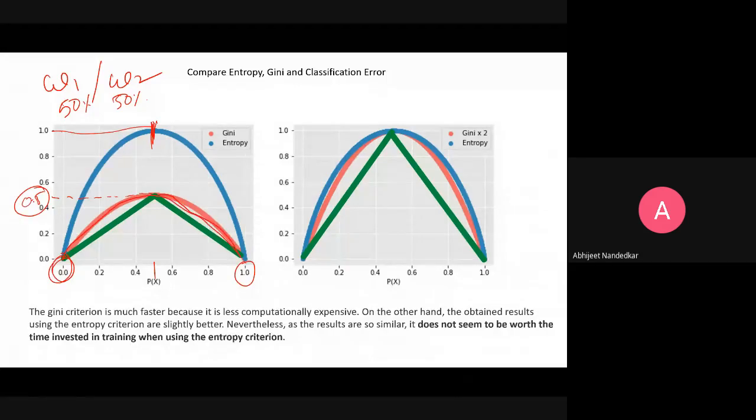Now for omega 1 equal to 0 probability, again the Gini index is 0. And for omega 1 equal to 1 probability, again the Gini index is 0. Okay, so this index actually resembles entropy, but the calculation is very simple. So that's why it's very popular. And even in the sklearn package, the default index is Gini. So if you do not specify, it will use Gini. If you want to use entropy, then you have to specifically tell it to use entropy. Otherwise it will use Gini.